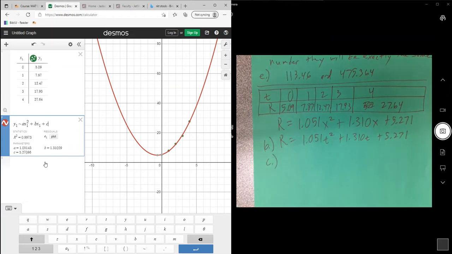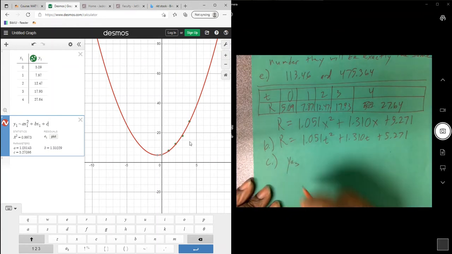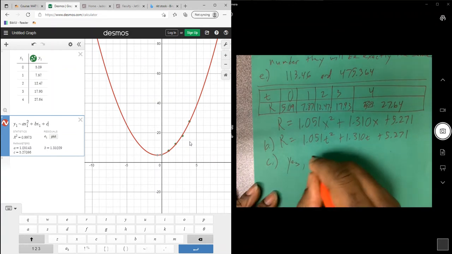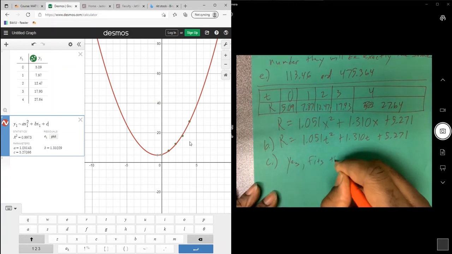Now we come to C. It says graph the equation from part B on the same coordinate axis as the data points. Does the curve appear to be a good fit for the data? And if we look here, yes, it does. It almost lays right on top of the original curve. So we would say yes, and that it fits the data well.